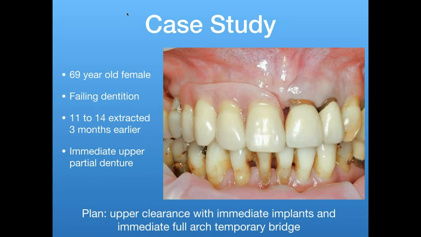So to demonstrate this, I'll just run through a case study, a 69-year-old female. She had failing dentition. I took out four teeth from the upper right central incisor to the upper right first premolar 3 months earlier, and provided her at that time with an immediate upper partial denture. The plan was then to do a clearance of the remaining.